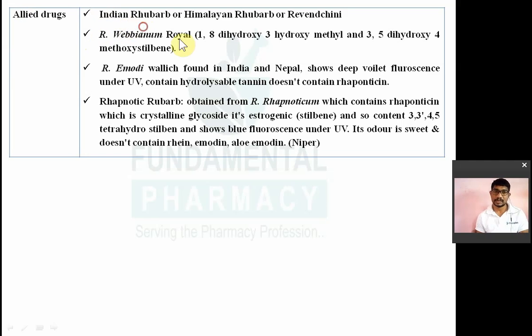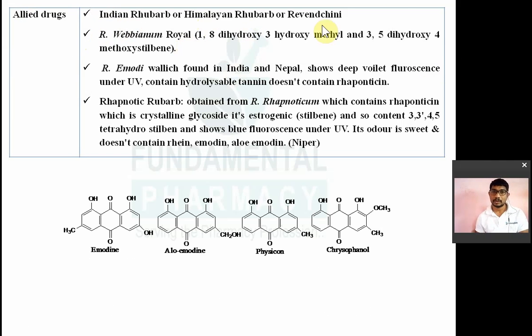Indian rhubarb or Himalayan rhubarb or Revandchini. Indian rhubarb is known as Himalayan rhubarb or Revandchini.